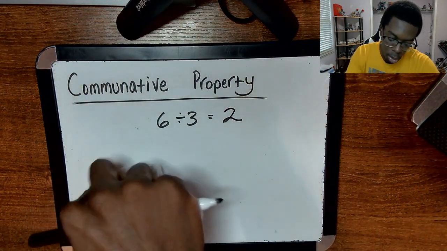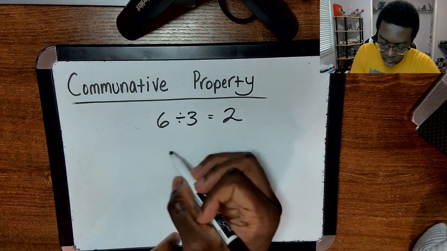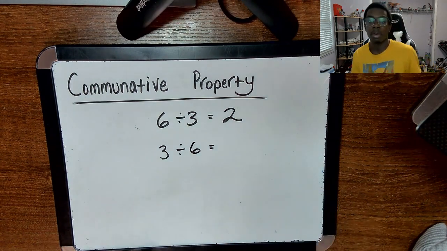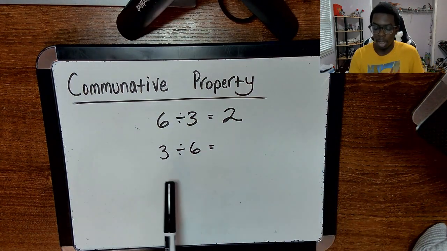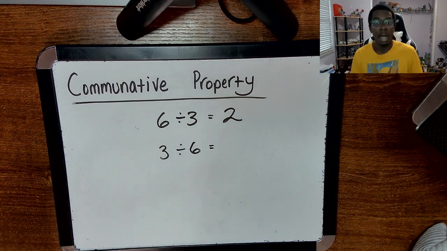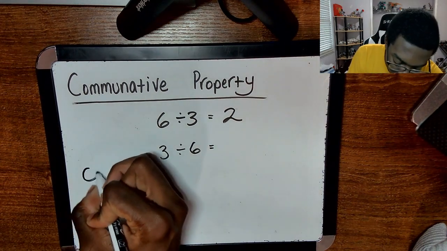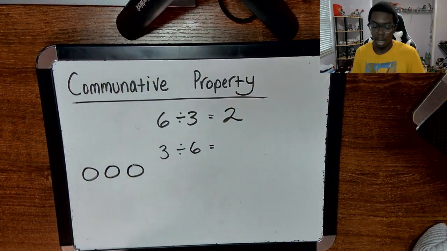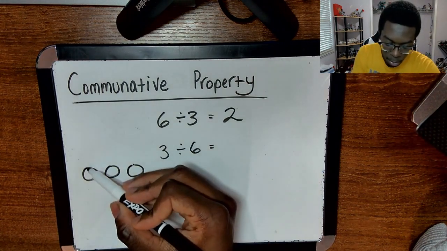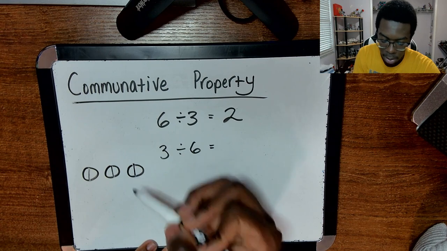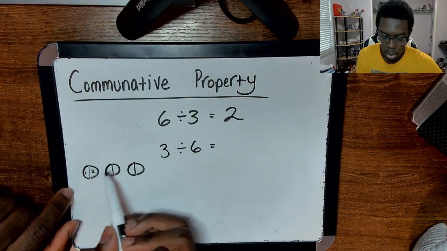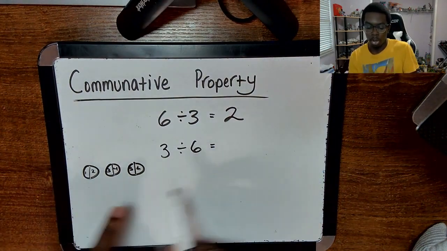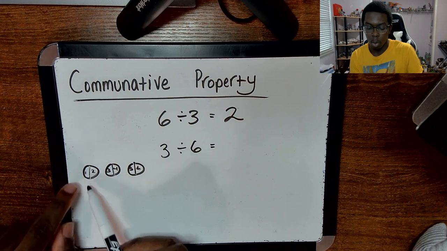Now, let's do the opposite. Let's do 3 divided by 6. This might be a little bit harder because 3 is smaller than 6, but we can kind of do it in the same way. So I'm going to do 3 circles, right? So we have 3 things, and we're going to divide it 6 ways. So what that's going to end up being is we're going to cut each of these, and now we have 1, 2, 3, 4, 5, 6 things. So 3 divided by 6 is going to be 1/2.